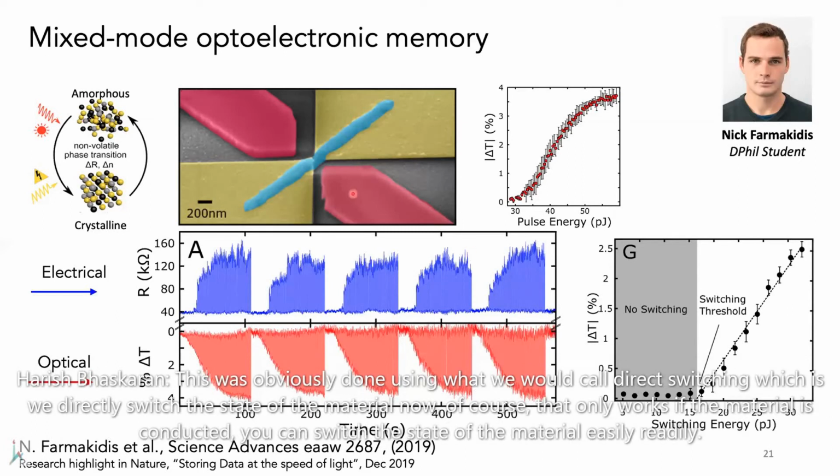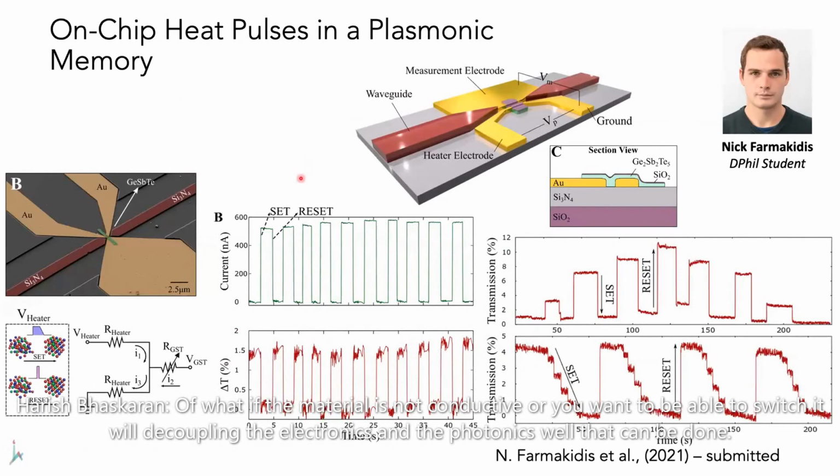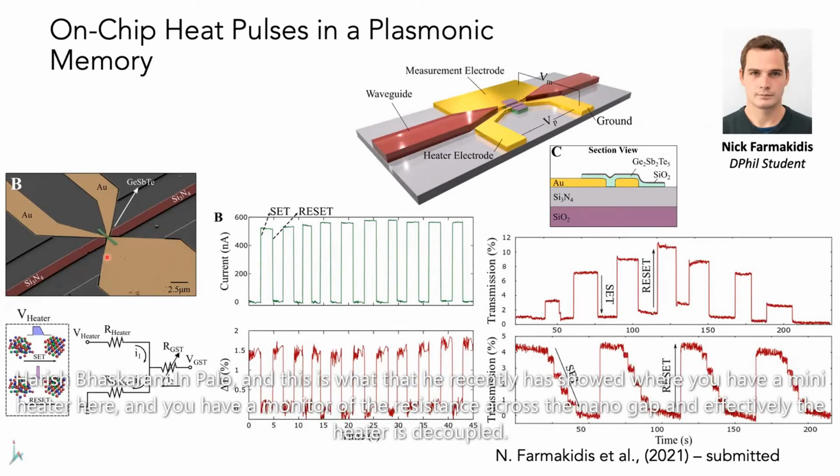This was obviously done using what we would call direct switching, which is we directly switch the state of the material. Now, of course, that only works if the material is conductive, and you can switch the state of the material readily. What if the material is not conductive, or you want to be able to switch it while decoupling the electronics and the photonics? Well, that can be done with a heater. And Nick has been working on a plasmonic enhanced heater for many years in parallel. This is work that he has recently shown, where you have a mini heater here and you have a monitor of the resistance across the nanogap.